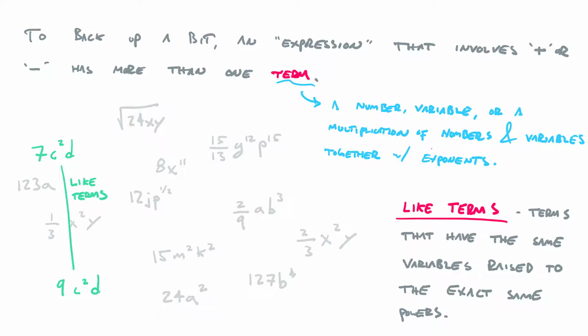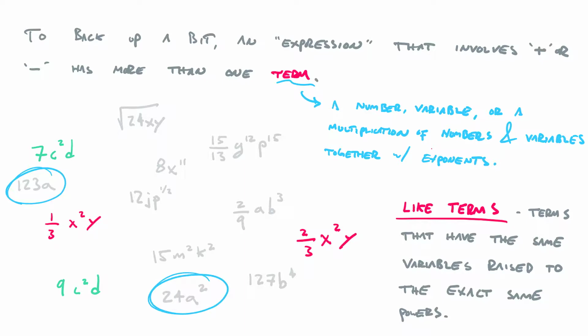The number that's in front, oftentimes called the coefficient of the term, doesn't have to be the same. Right? So 7 and 9 aren't the same, but that doesn't mean that they're not like terms. It's just the variables and their respective exponents that make a term like or not. Here's another pair. 1/3 x squared y is a like term with 2/3 x squared y because they both have an x squared and they both have a y. And everything's being multiplied together within those terms.